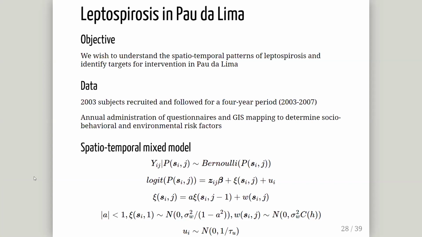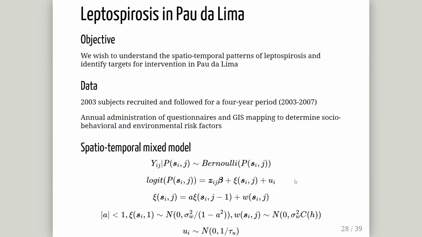We fitted a spatiotemporal mixed model. So here, Yij is equal to 1 if individual i at time j has the disease and 0 otherwise. And we say that conditional on the true prevalence at location Si of the individual i and time j, Yij follows a binomial distribution with probability the prevalence at location Si and time j. And then the logit of the prevalence is equal to some covariates plus random effects.